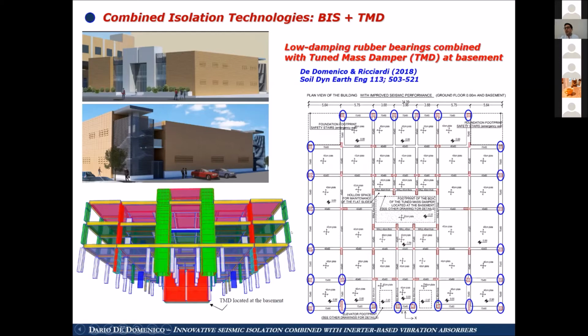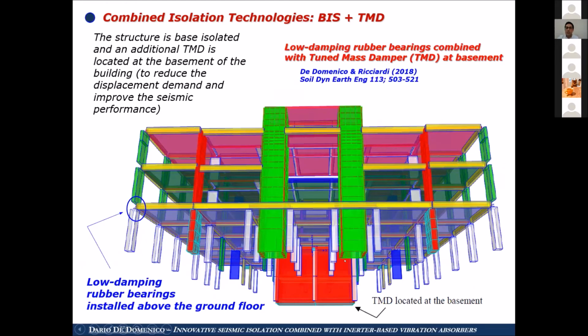And besides this traditional isolation system made of rubber bearings, we designed a large mass TMD located at the basement of the building. So this large mass is connected to the isolation floor through a set of additional bearings, in this case lead core rubber bearings, and was tuned in order to mitigate the displacement demand of the isolation system and to improve the seismic performance of the substructure.